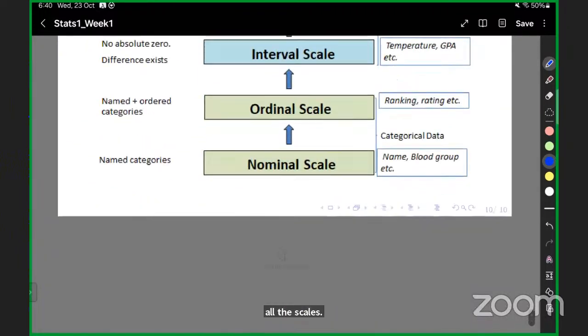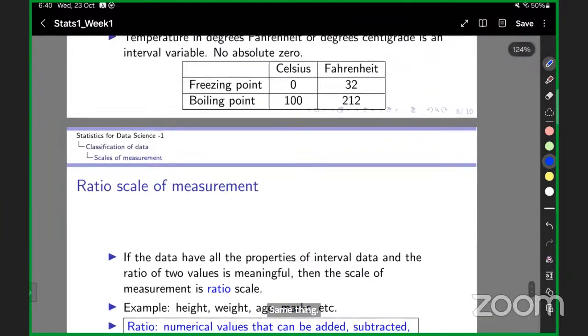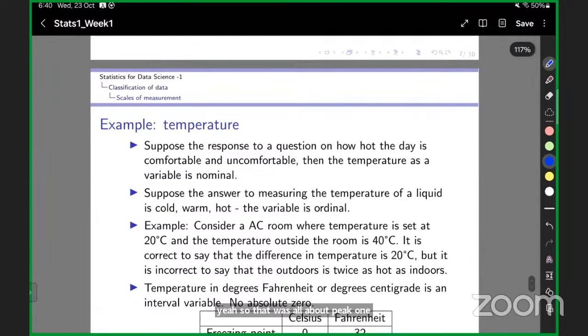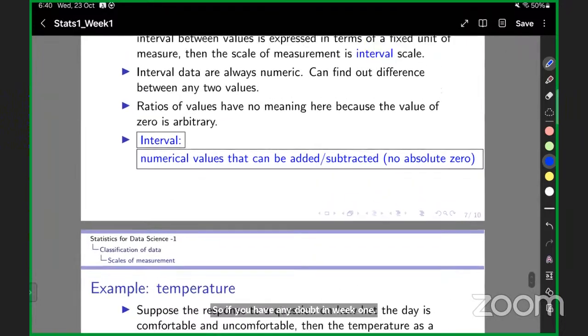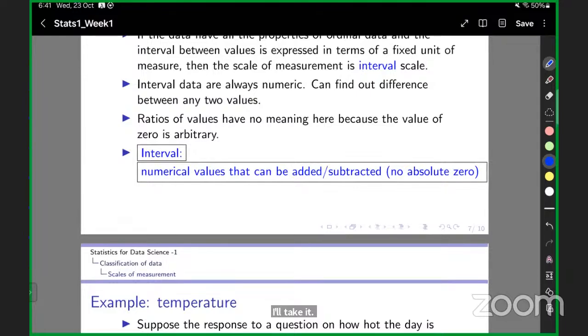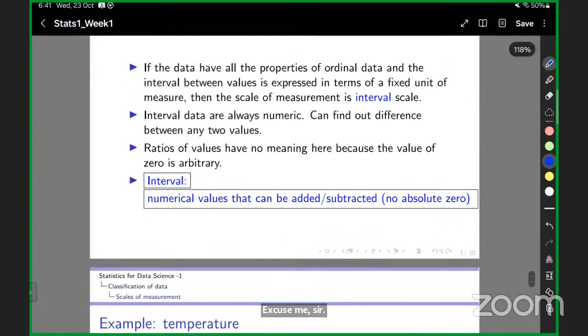So that was all about week 1. If you have any doubt in week 1, I'll take it, or we'll move to week 2. I have a doubt regarding box plot questions. Box plot is in week 3, numerical data, so we'll cover it in week 3. Or you can post on Discord. You all have Discord, right?